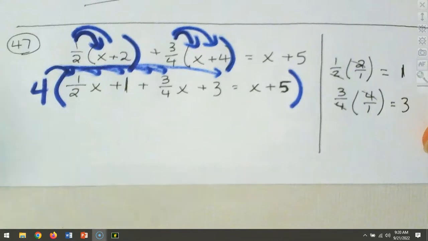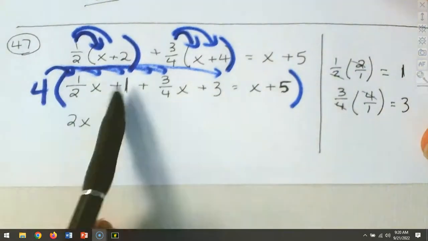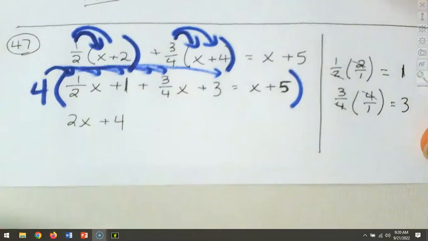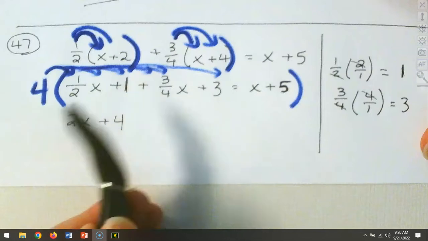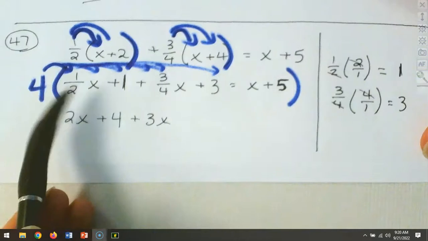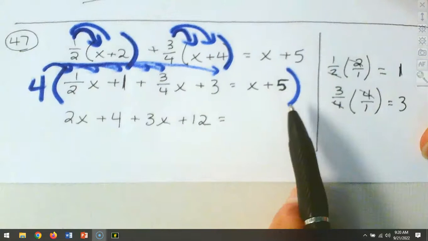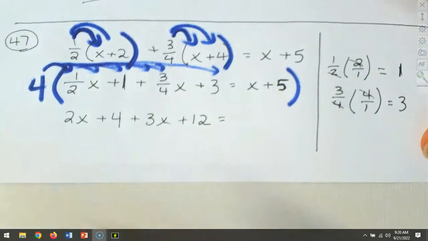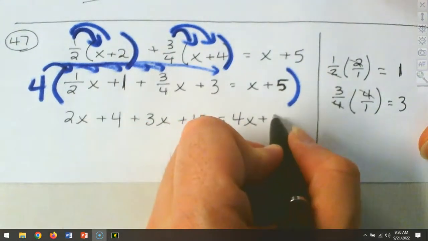Let's see what we're left with. 4 divided by 2, that's a 2, times 1, that makes it a 2x. 4 times 1, that's a 4. 4 and 4 cancel. That leaves you with a 1 times that 3. That makes it a 3x. 4 times 3 is a 12. Do not forget the other side. It has to go through all of it. 4 times x, that makes it a 4x. 4 times 5, that makes it a 20.